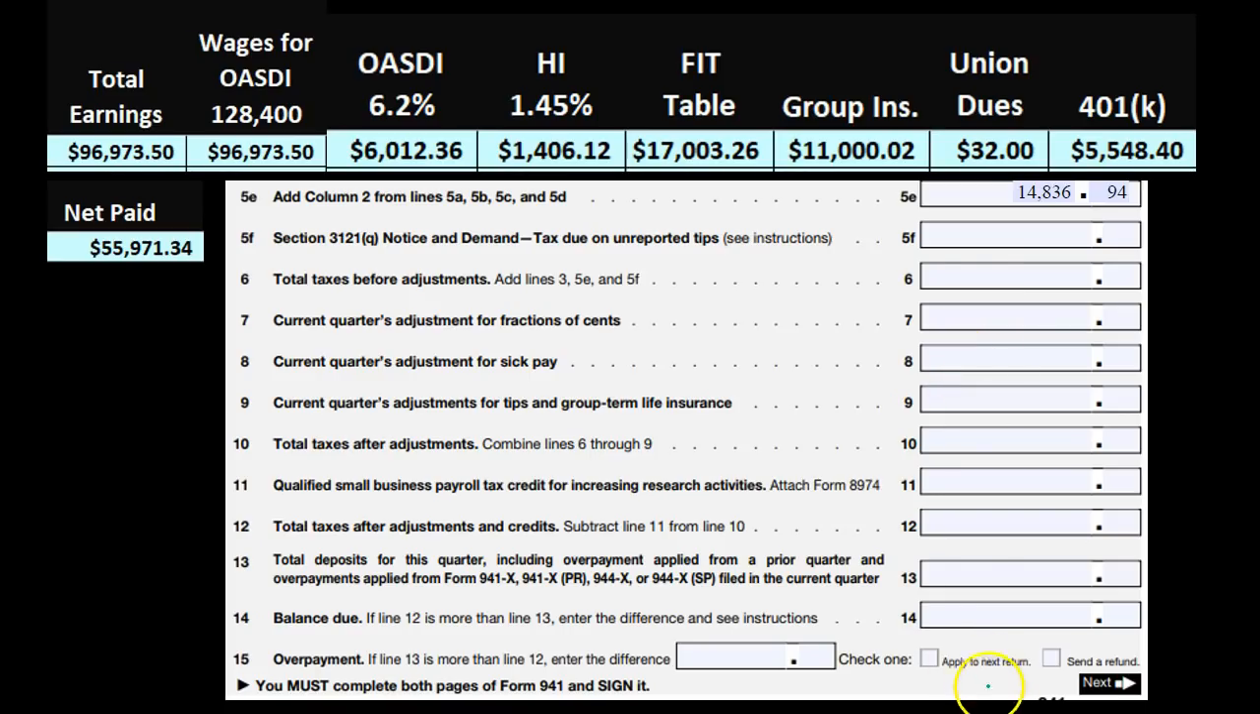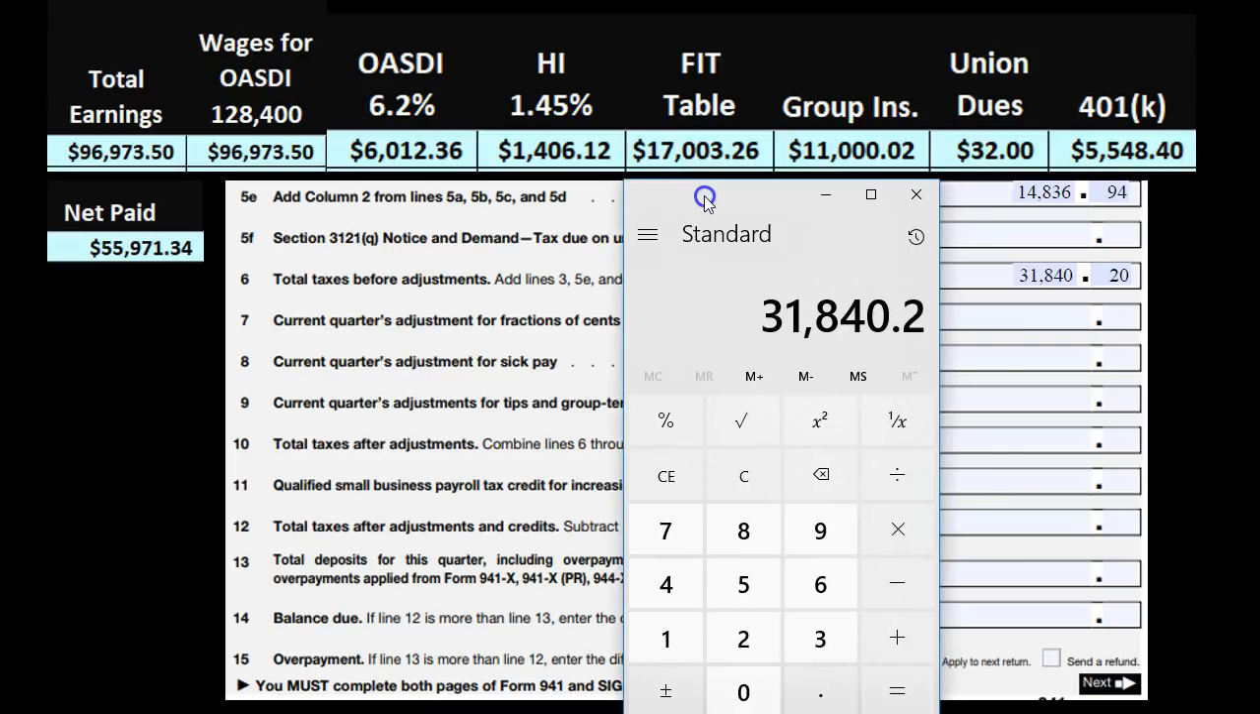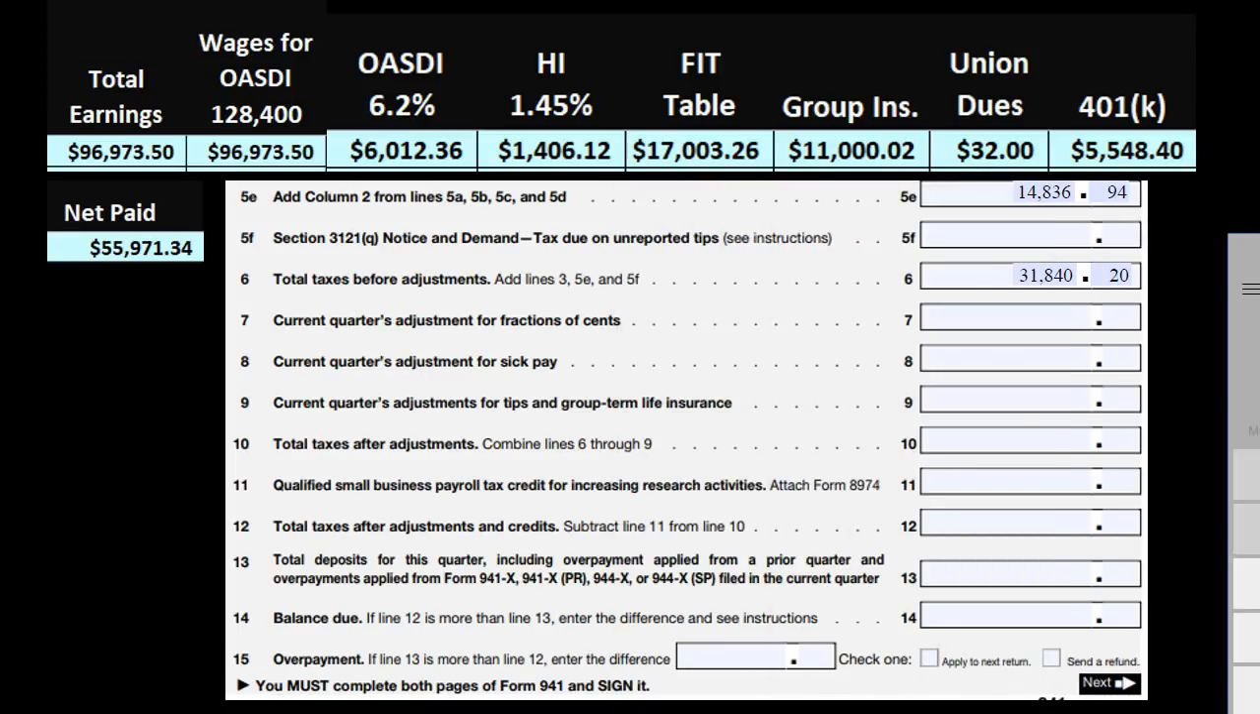Then if we go to the second part, or down a couple lines here, we're still on 5E. This is the total FICA, Social Security, and Medicare. And then we have in line 6, total taxes before adjustments. And that's our 31,840.20 that we just added up, adding up line 3, 5E, and 5F.